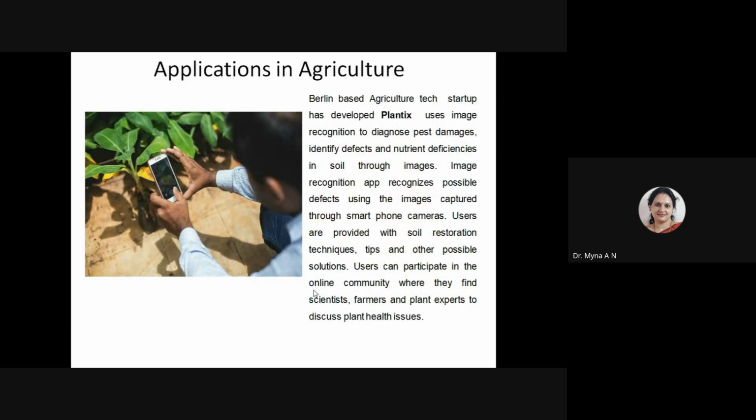Applications in agriculture. You must already know about the Plantix software, developed by a Berlin-based agricultural tech startup. It uses image recognition to diagnose pest damage, and identify defects and nutrient deficiencies. The farmer can take pictures on his mobile and use this app to find out if any damage is there and what type of pesticide he has to use, and he can also discuss with experts.